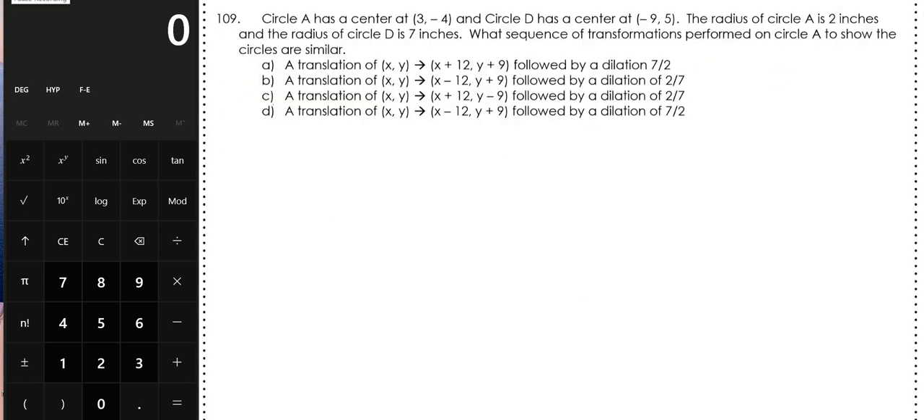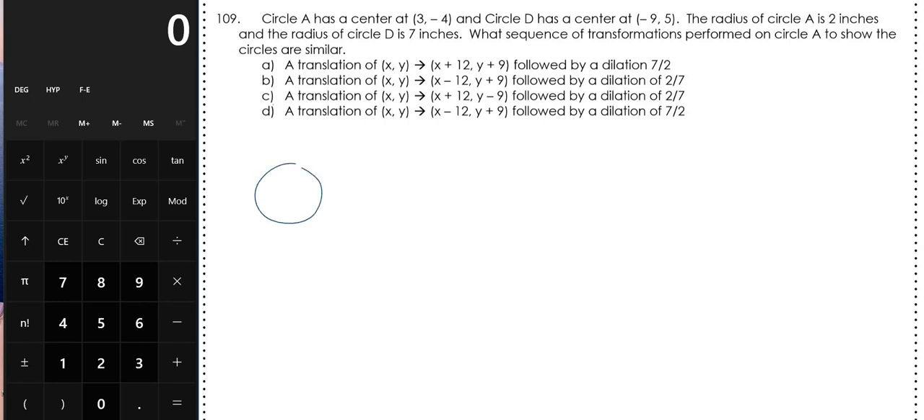Number 109. Read through the question and then come back. Okay. So in this question, they're talking to you about two different circles that are two different sizes and have two different centers. Now, all circles are similar, which is a really important thing for you to note. So we're going to take a couple of quick notes on this before we get started.